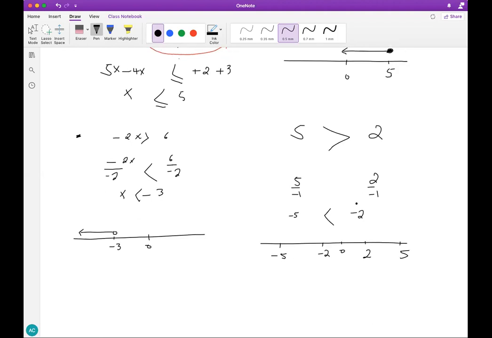Okay, does that make sense? Yes, sir. Okay, so be careful with that when you solve and graph. The question will not tell you this or that, so you have to figure it out.